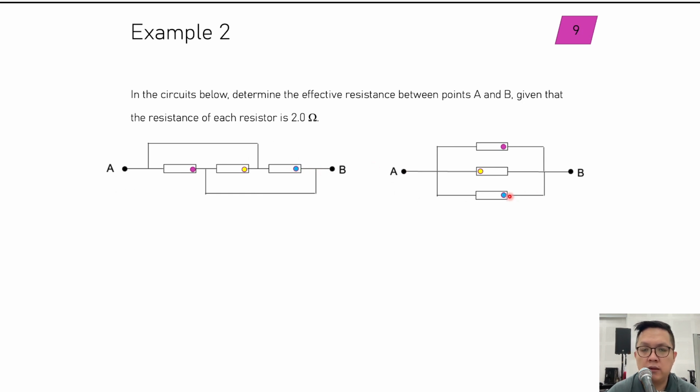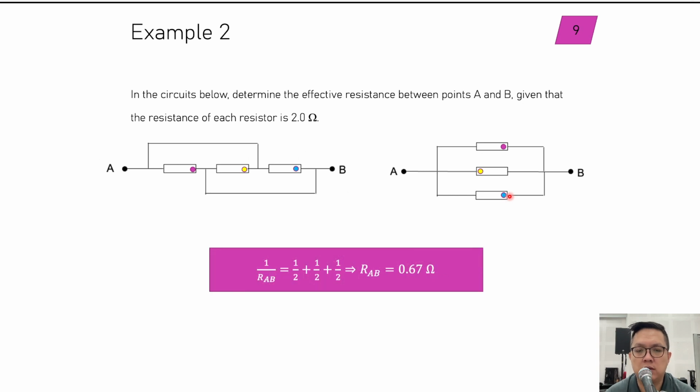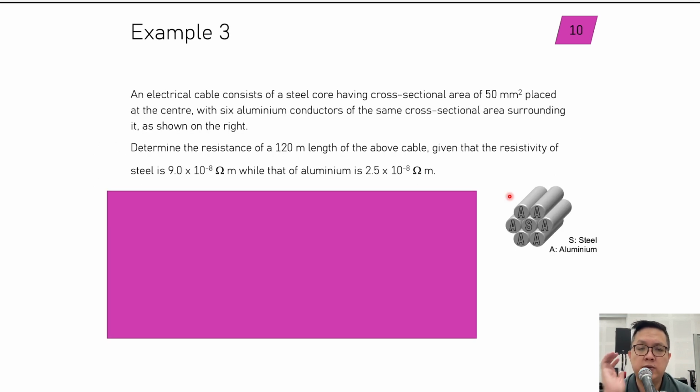So now this becomes very, very easy to do. This is just 3 2 ohm resistors in parallel, and we can just add them up together like this. Okay, so the trick for this question is how you're going to redraw your circuit, right? Okay, next we look at example 3.